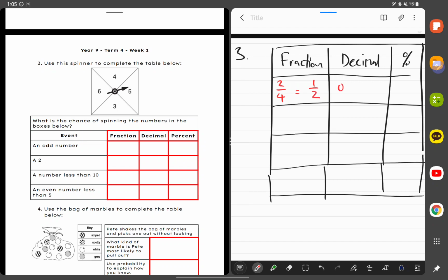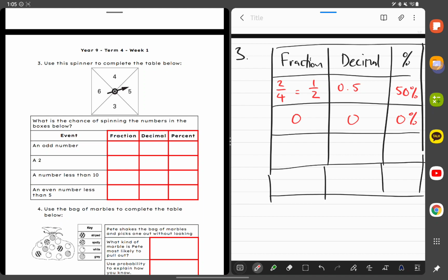In decimal, you can do 1 divided by 2, or you can put it in your calculator. Either way, you get 0.5. For percentage, you times that by 100 to get 50%. Okay, the chance of us getting a 2, I'm going to say that's 0, that's 0, and that's 0%.